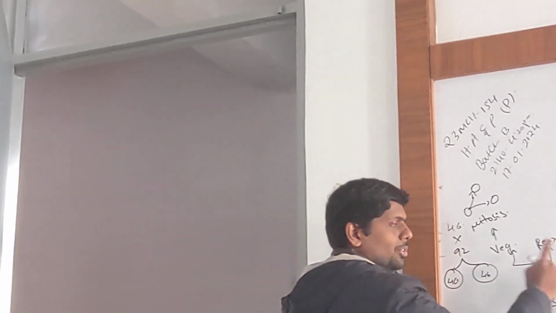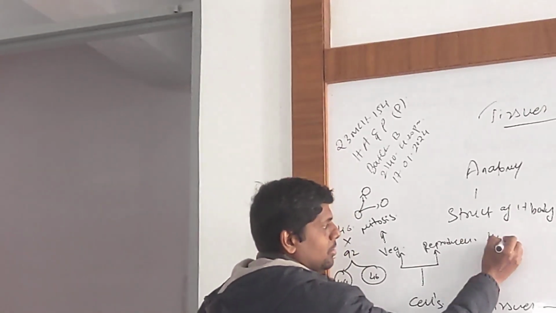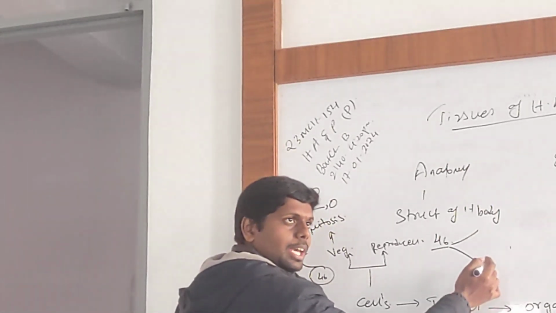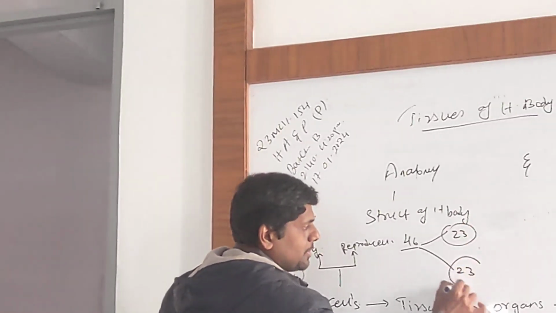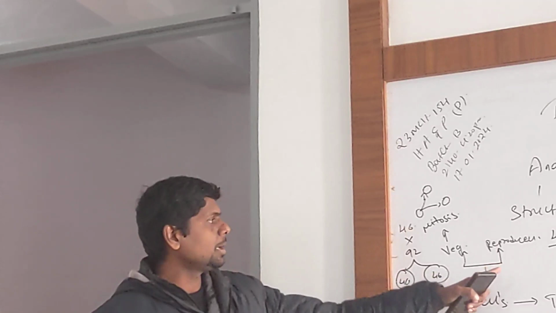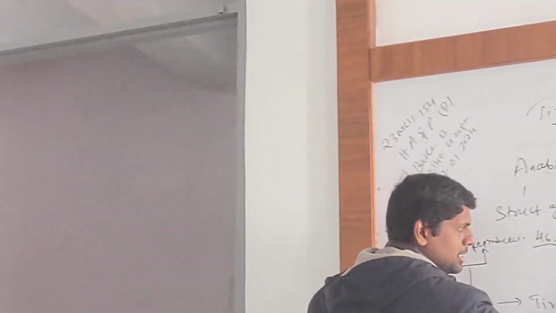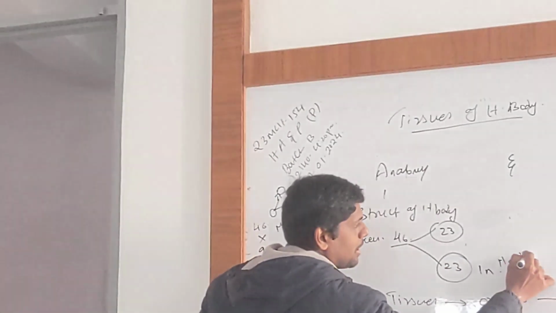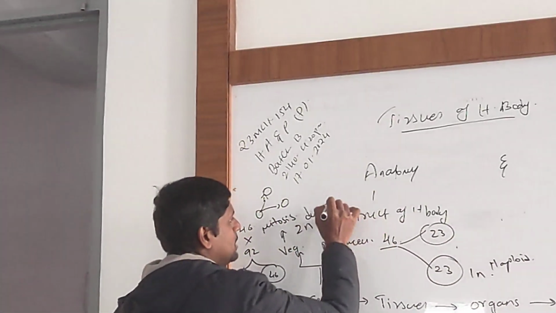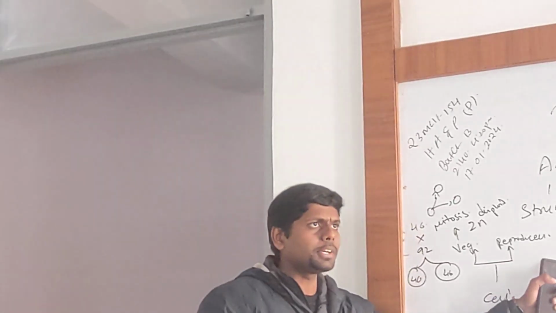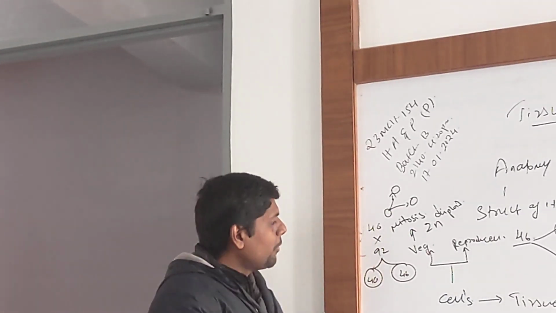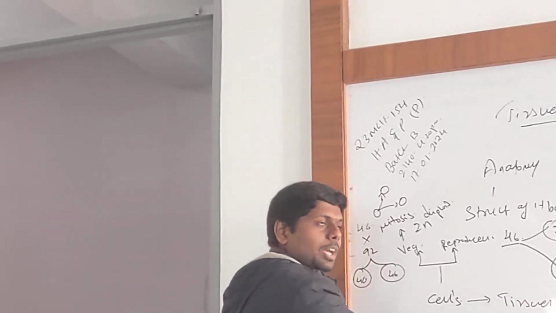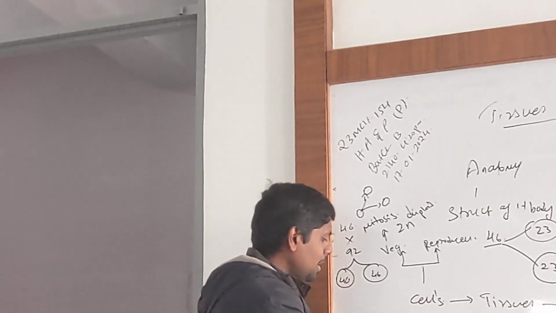Except the reproductive cells. In reproductive cells, what happens? The 46-chromosome cell will become half. So half the chromosomes will be present in these cells. These are the reproductive cells. This is the haploid stage, and the other is the diploid stage. Why am I discussing this? Because we are not discussing reproductive cells in human anatomy. We are focusing on vegetative cells, right? Vegetative cells will be this one.